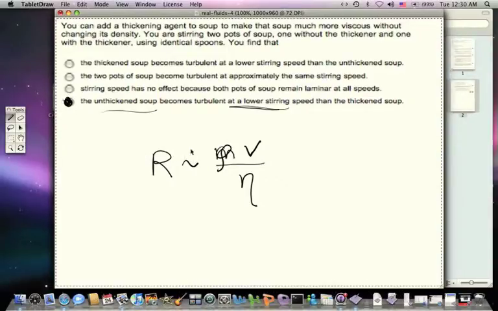All you have to remember is the Reynolds number is proportional to the velocity and inversely proportional to the viscosity. So that's pretty much everything that you need to know about these real fluids.